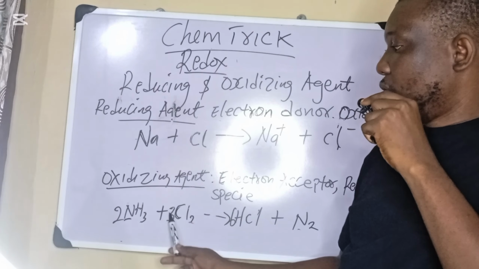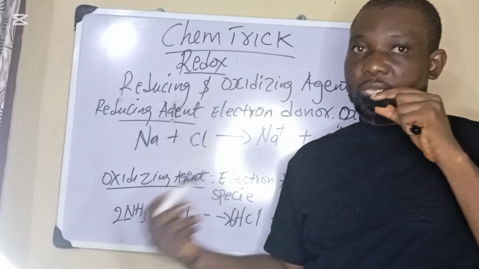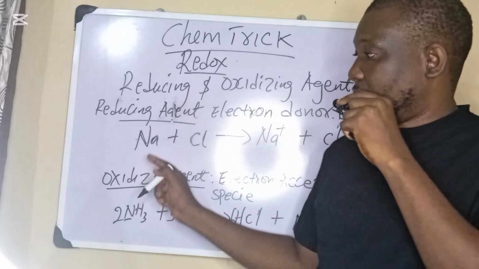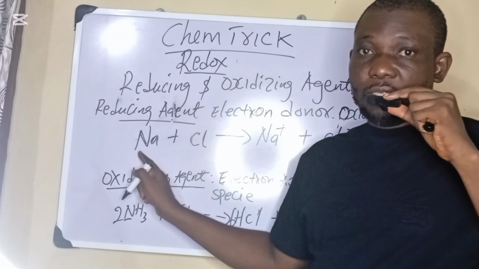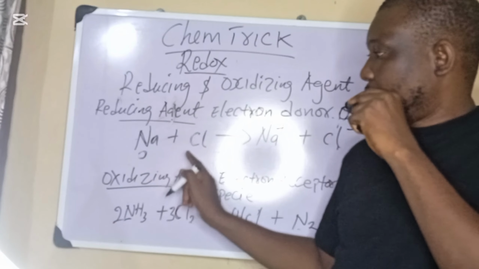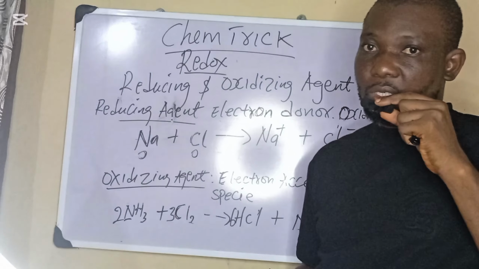Now let's look at the two equations here. Which species here is the reducing agent and which species is the oxidizing agent? Let's start with the first equation. Now remember that the oxidation number of an uncombined element, just like you can see in this case, sodium here is uncombined, so its oxidation number is 0. Same thing with chlorine, it is in a not combined state, so its oxidation number is also 0.